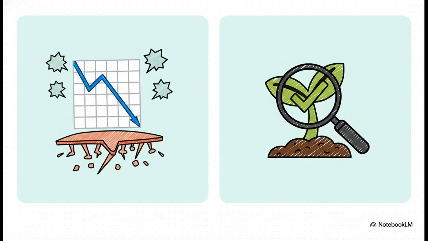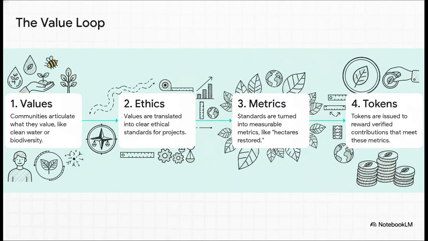The goal isn't financial profit, it's ecological and social regeneration. And the whole incentive structure has flipped. It's not about holding or trading for a quick buck, it's about stewardship and contribution. So how does this actually work on the ground? Well, it's all about this value loop.